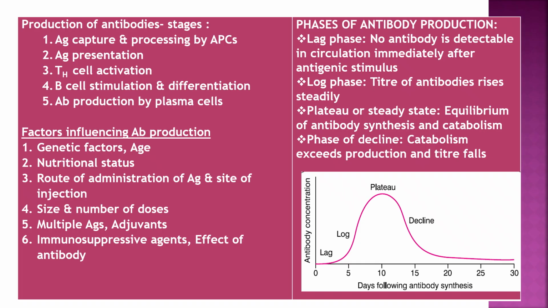Phases of antibody production: lag phase, no antibody is detectable in circulation immediately after antigenic stimulus. Log phase, the titer of antibodies rises steadily. Plateau or steady state, equilibrium of antibody synthesis and catabolism. Phase of decline, catabolism exceeds production and the titer falls.